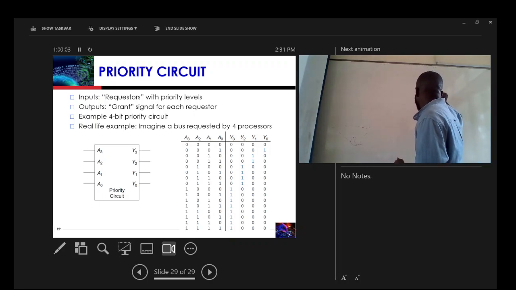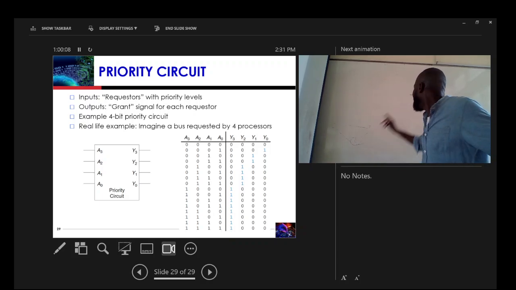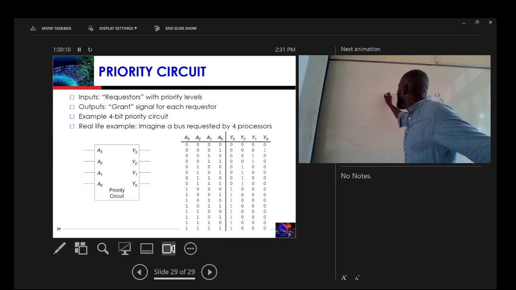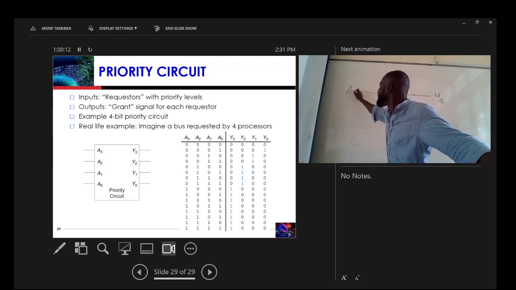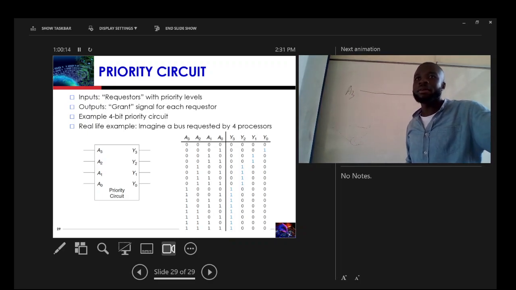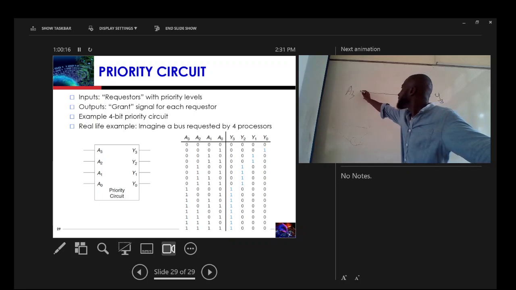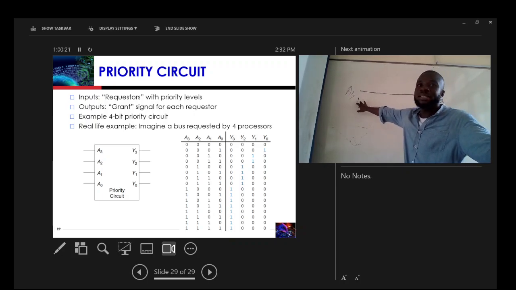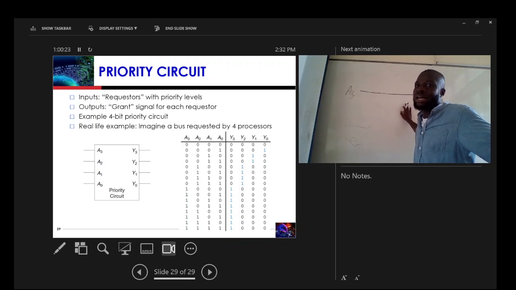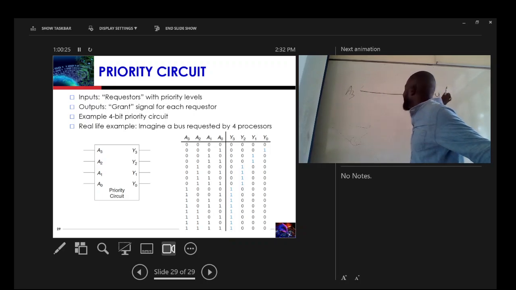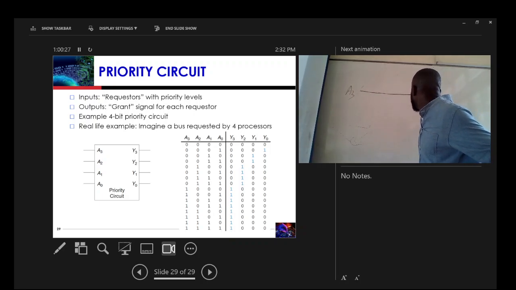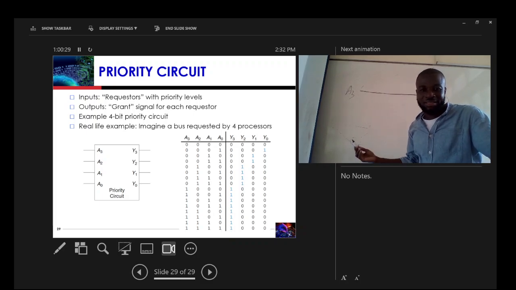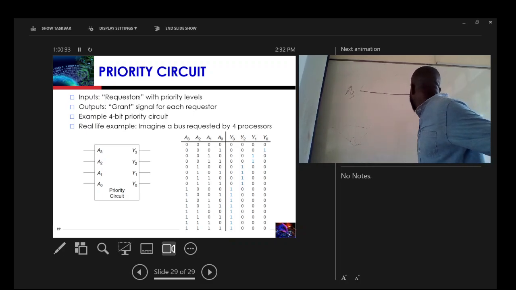Put your output Y3, and then we have A3. This is just the connection from Y3 to A3, just a line, because when A3 is 1, Y3 is directly 1. Is that right? Now go to the next, Y2.